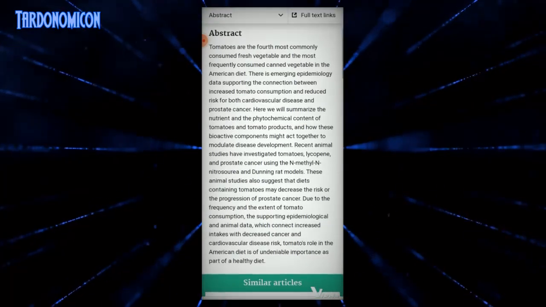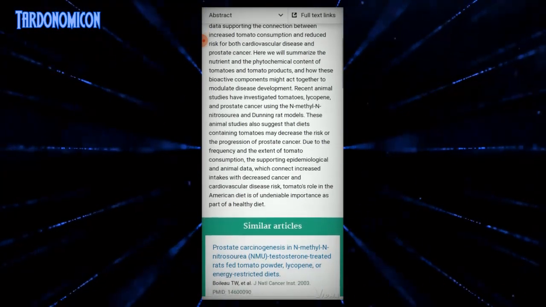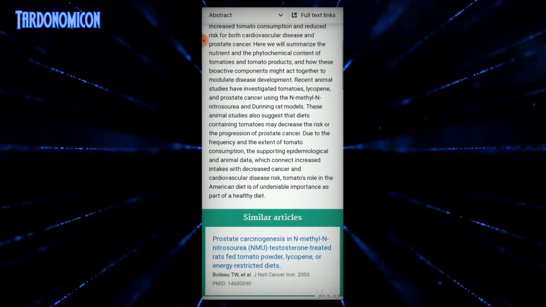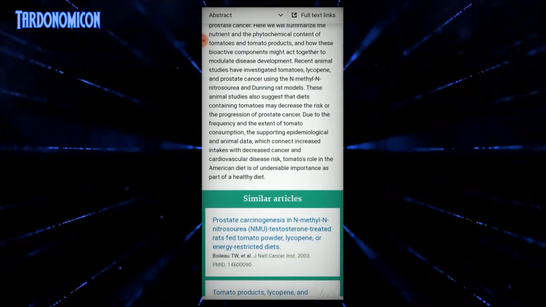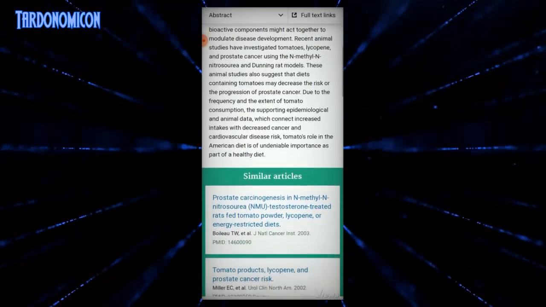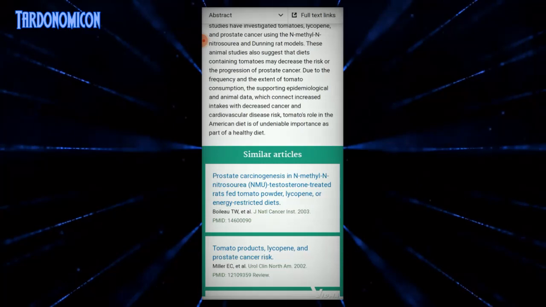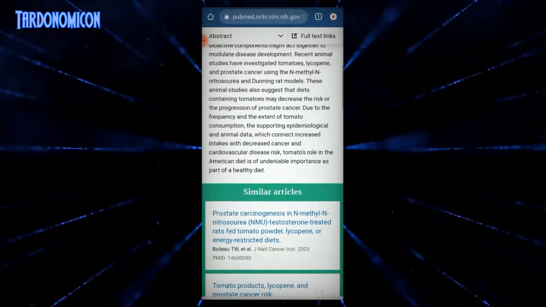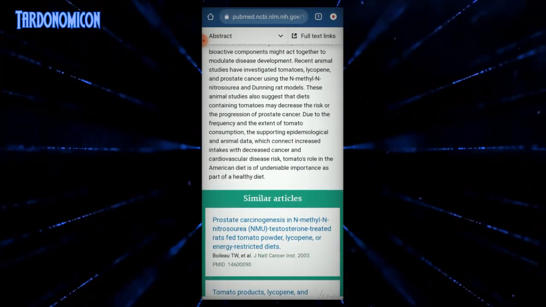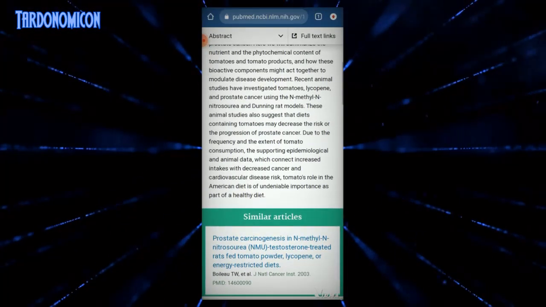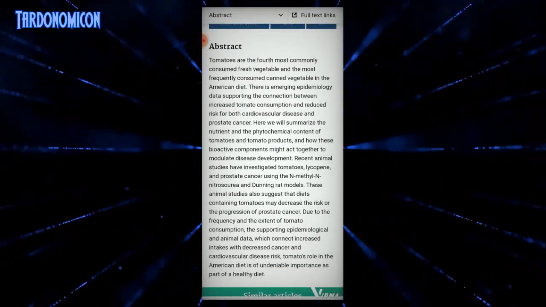Okay, so they will summarize the nutrient and phytochemical content of tomatoes and tomato products and how these bioactive components might act together to modulate disease development. Recent animal studies have investigated tomatoes, lycopene, and prostate cancer. These animal studies also suggest that diets containing tomatoes may decrease the risk or progression of prostate cancer, depending on the frequency and extent of tomato consumption. With the supporting epidemiological and animal data, which connect increased intakes with decreased cancer and cardiovascular disease risk, tomatoes' role in the American diet is of undeniable importance as part of a healthy diet. Now remember, not ketchup, tomato paste is what I eat.